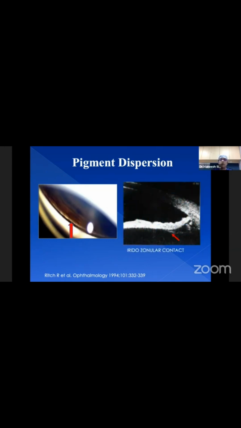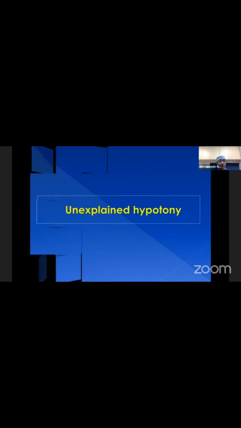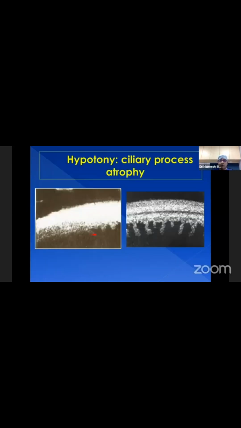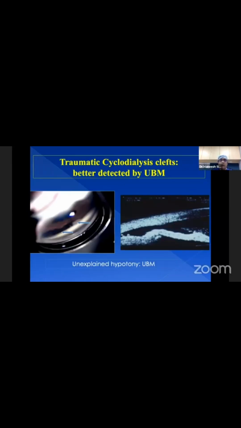In pigmentary glaucoma, UBM is extremely useful to show the iridozonular contact. So these are the patients where you can consider going for an iridotomy. In unexplained hypotony, you can see the supraciliary effusion, which no other investigation can actually pinpoint. Plus, in patients with cyclodialysis cleft, UBM definitely is better compared to gonioscopy in detecting these clefts.